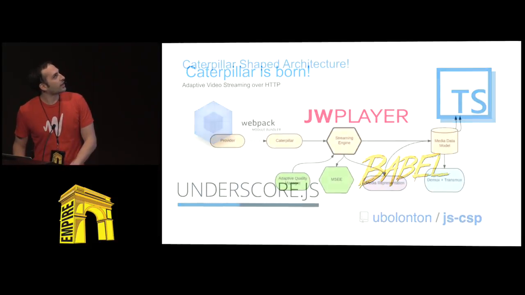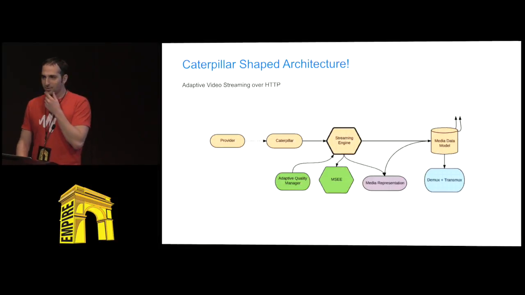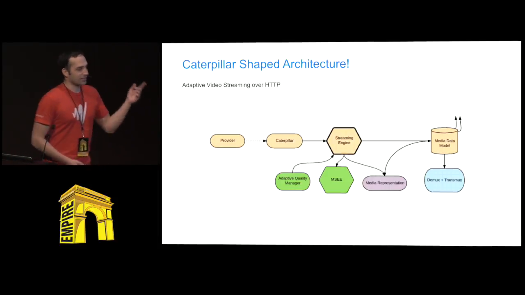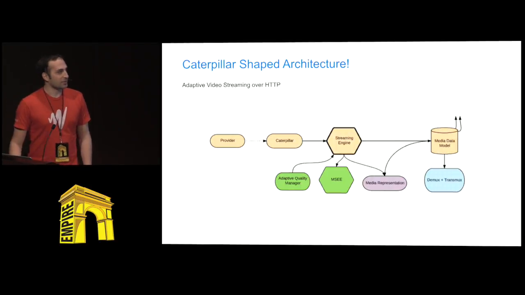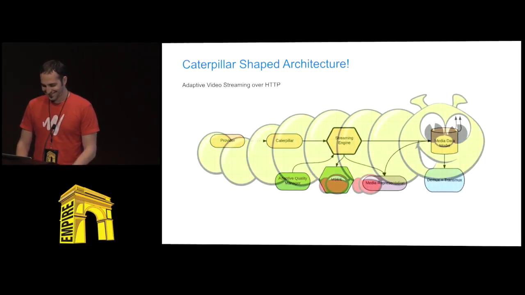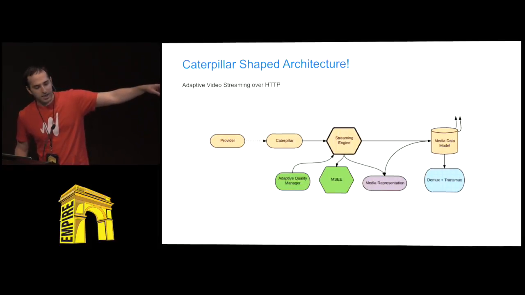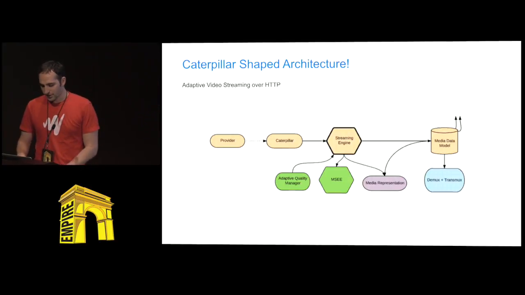And this is the architecture. This is obviously where the name Caterpillar came from. We tried to draw it in other ways, but we couldn't. It's a caterpillar. So the important part here is the blue guy on the bottom right, the demux plus transmuxer. This is where all the hard work of converting an MPEG TS to an MP4 comes into play.